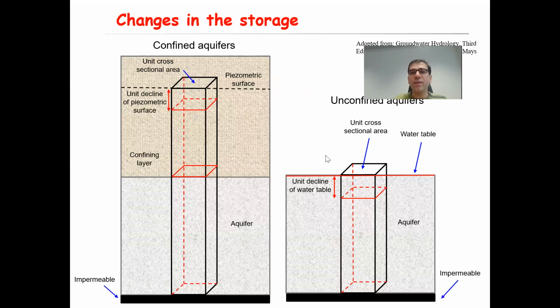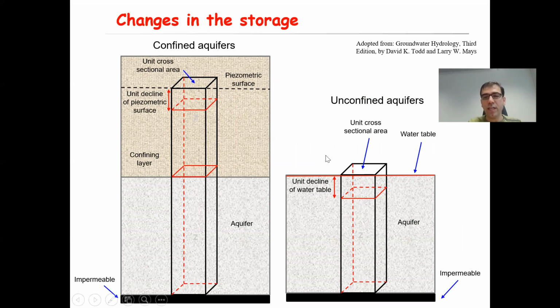And what I have explained here is shown schematically in this picture. This is for the case of unconfined aquifer, as I already explained. You have a water table at the top, and the unit decline of the water table causes the release of water. You can calculate it by knowing the new depth of the water table, the storage coefficient, the area of the aquifer, and so on.